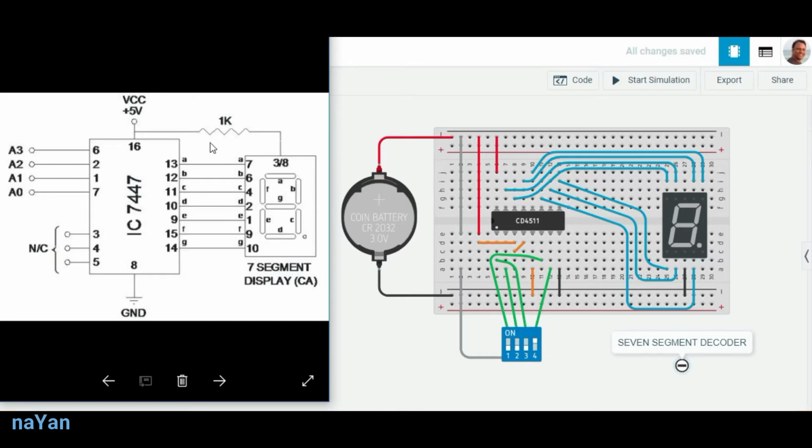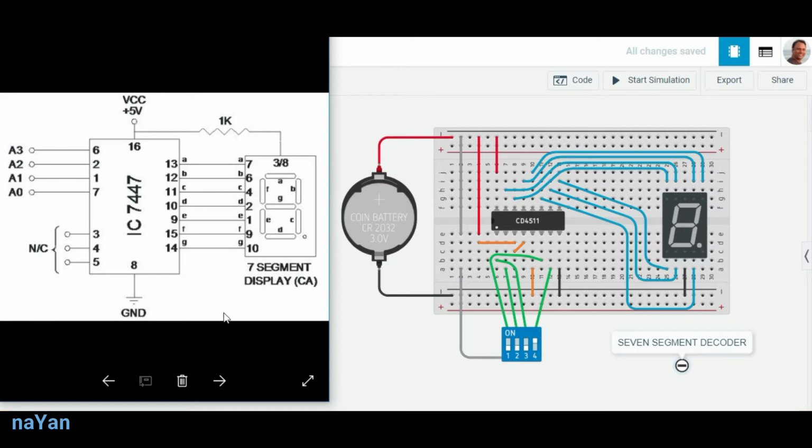Now we always use a resistor to provide VCC to the 7 segment, otherwise it will get damaged. Now remember, when we are using a common anode 7 segment display, we provide VCC. In case we are using a common cathode 7 segment display, instead of providing VCC to the 7 segment display, we provide ground on pin number either 3 or 8.